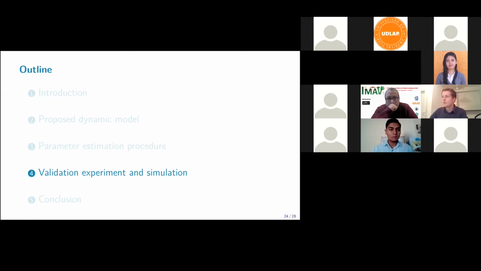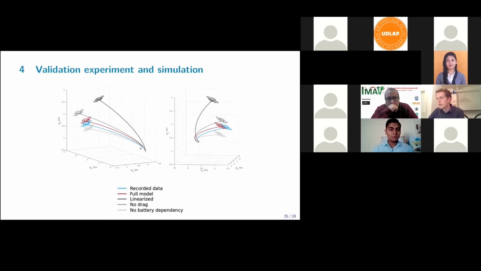And then we simulated with the input data a set of different model complexities. So in blue, we see the actual recorded data. And then in red, the model that I just presented. But then if we linearize this model, we get the black response, which clearly strongly overestimates the vertical thrust because of the small angle approximation.